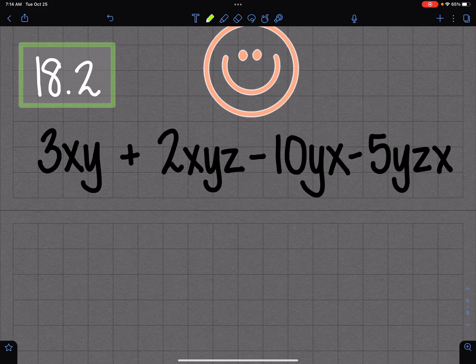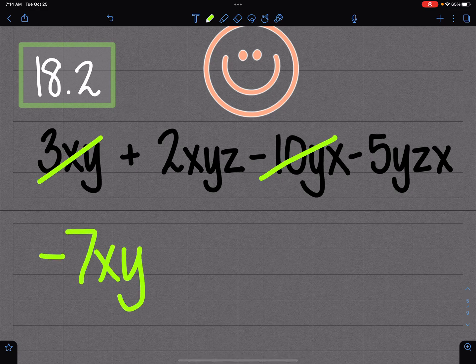Okay, so we've got 3xy. Let's find something that's similar to that. Aha, we have a yx right here and a -10. So if we add the numerical coefficients there, -10 plus 3 is going to be -7xy. Okay, I did that. Bam.